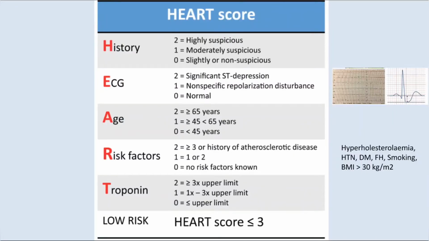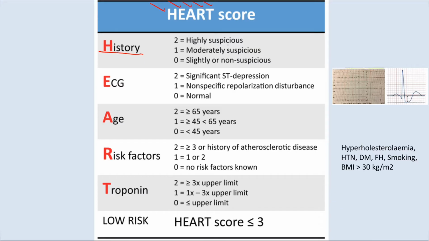So for STEMI, you don't need to wait and send for troponin. You just give treatment and send the patient for PCI. But for non-STEMI and for unstable angina, you have to measure the HEART score. The HEART score is composed of 5 components: the history, ECG, age of the patient, risk factors, and troponin release.